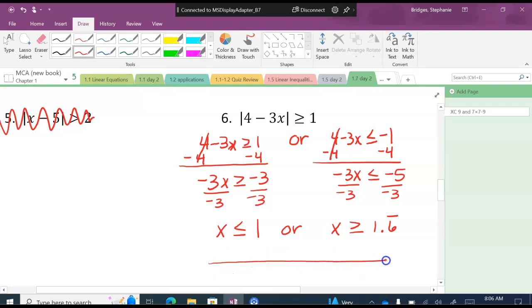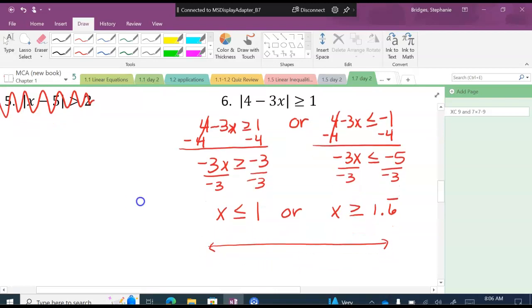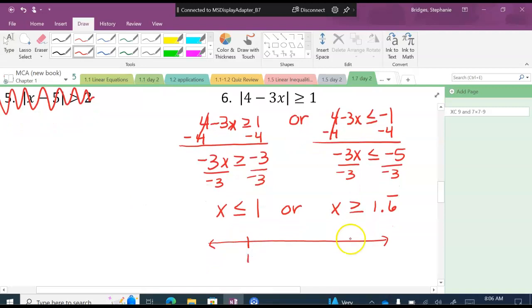So when I go to my number line, which one is the smaller one? 1. I am less than or equal to 1. That means I'm closed and going to the left. I am greater than or equal to 1.6, which means I'm closed and going to the right. The word is or, so I only have to shade where one of them is true.